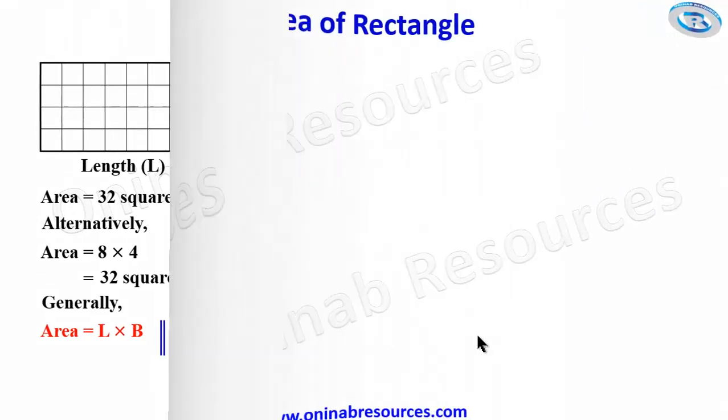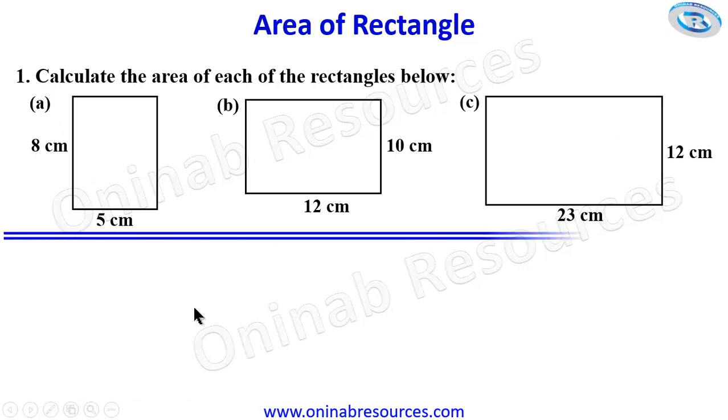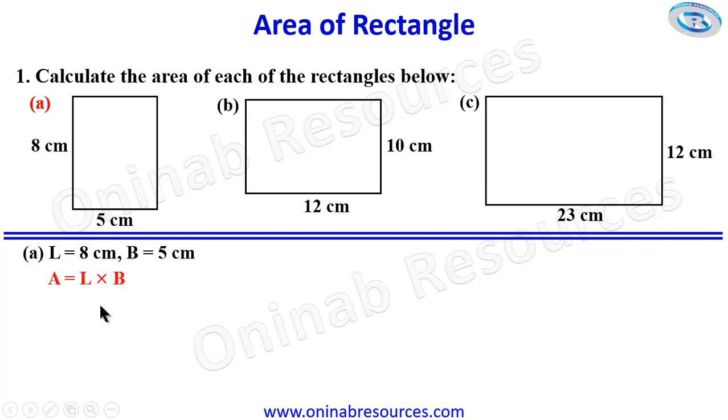So we start with the first problem. For problem 1, calculate the area of the rectangles below. We have 3 rectangles here, A, B, and C. So starting from A, we have the length to be 8 centimeters, the breadth to be 5 centimeters, and our area is length times breadth. That's giving us 8 times 5, and 8 times 5 gives 40 square centimeters. Remember that in general, area is in square units, so that's how we have it as 40 square centimeters.